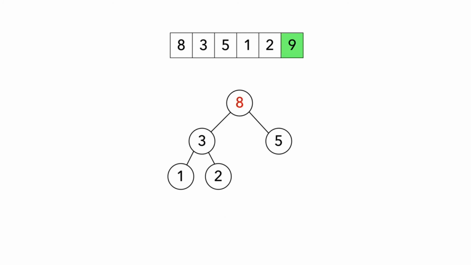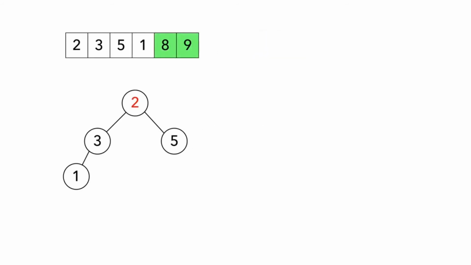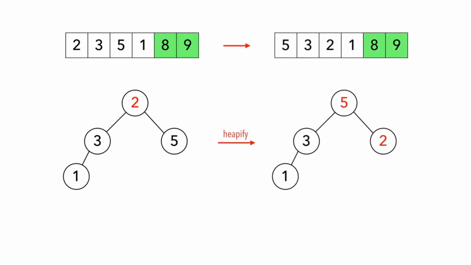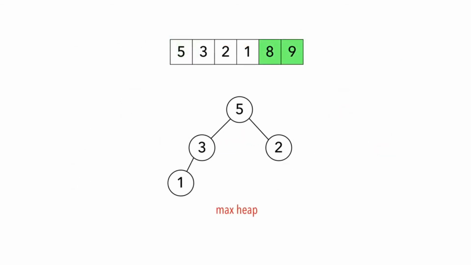Let's swap the largest number 8 with the item at the end of the unsorted part of the array, 2. We remove 8 and consider it sorted. Again, we need our heap back, so let's call Heapify. I think you see the pattern. I'll let you watch the rest of the video without voiceover.